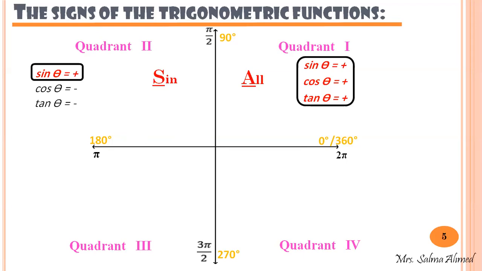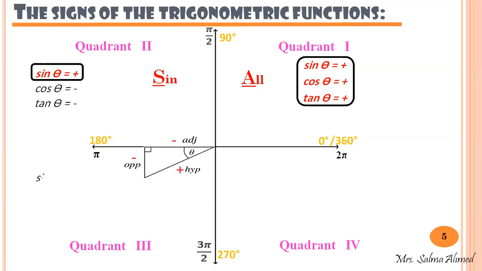If I have theta in the third quadrant, the adjacent is negative and the opposite is down, which is negative, and the hypotenuse is positive also. So the opposite is negative, the adjacent is negative, the hypotenuse is always positive.